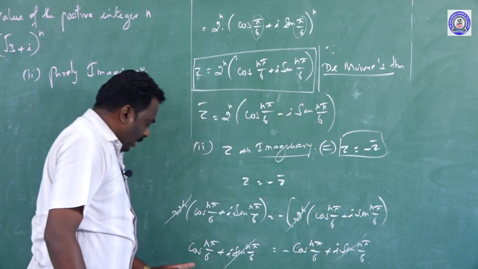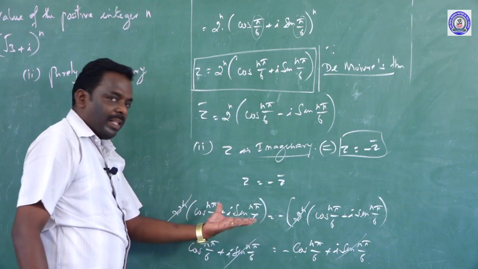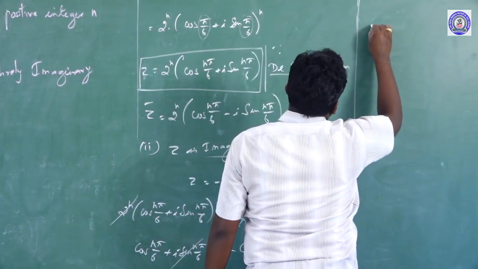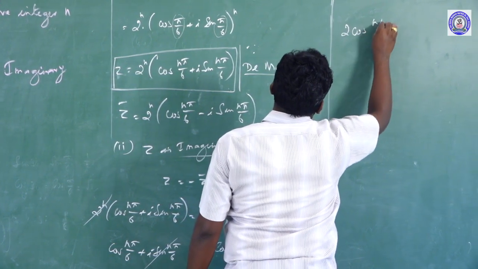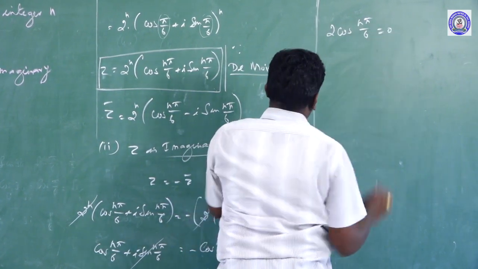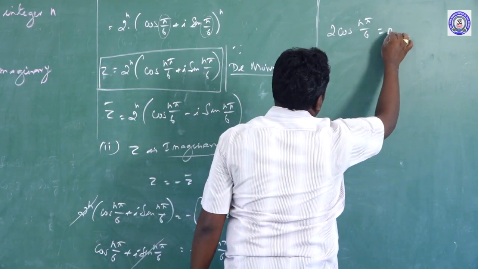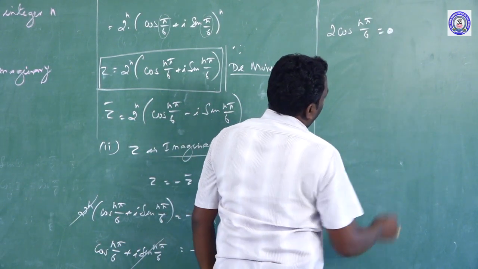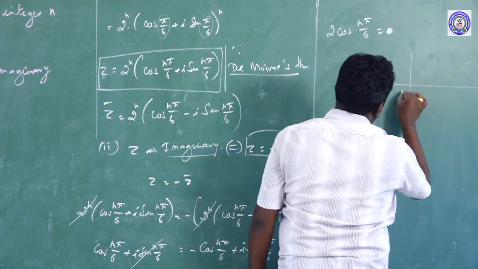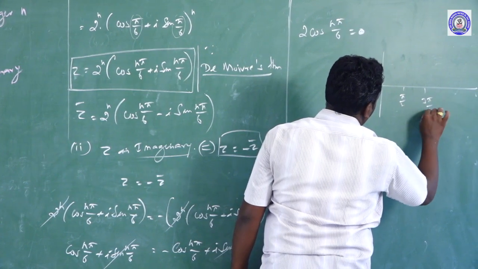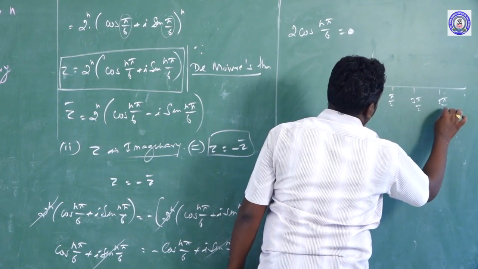Now just transfer this term, it is plus, and again transferring we have another term, 2 times. Therefore, 2 times cos n pi by 6 is equal to 0. Now, at what values is cos equal to 0? So come to this cos curve: 0, pi by 2, 3 pi by 2, then 5 pi by 2.